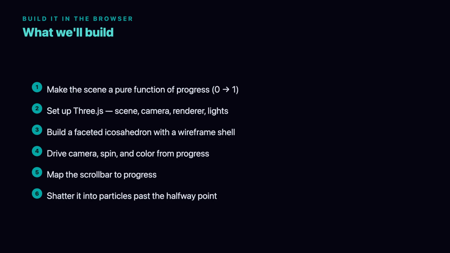The secret is to make the entire scene a pure function of one number between 0 and 1. 0 is the top of the page and 1 is the bottom. We'll scaffold the app, write the scene, wire it to the scrollbar, and finish by blowing the shape apart.